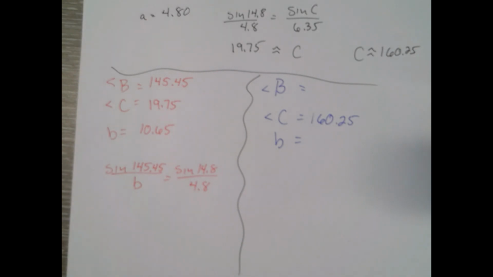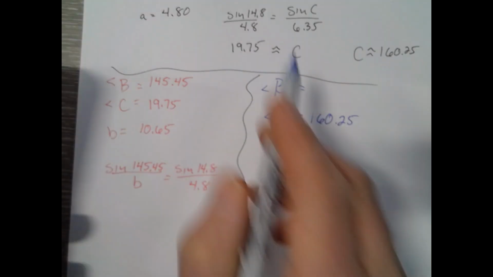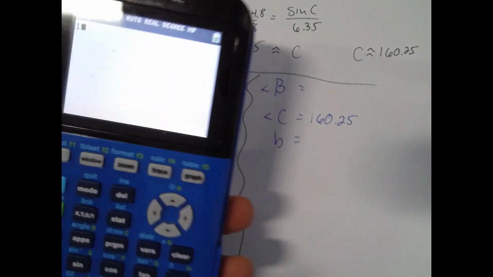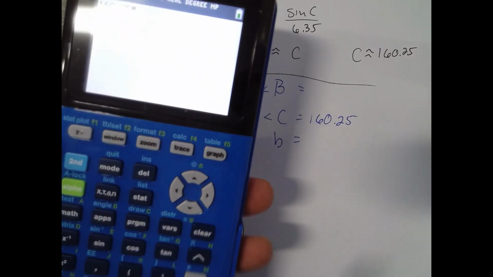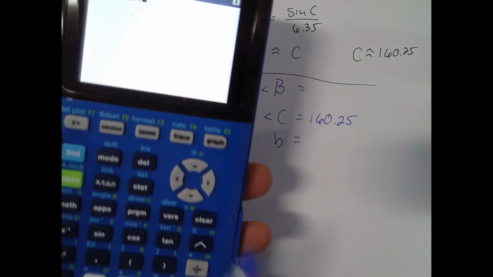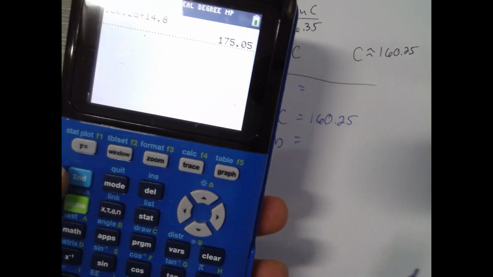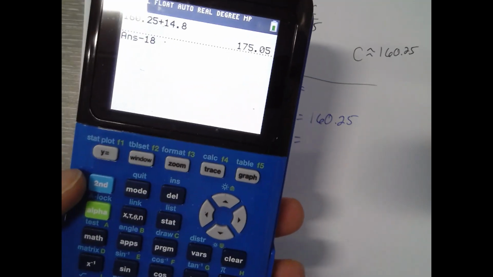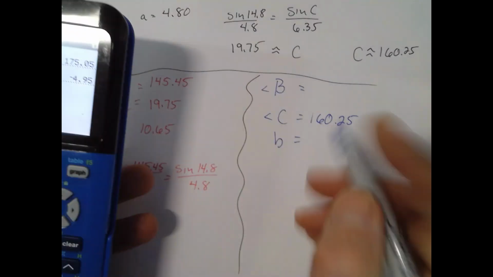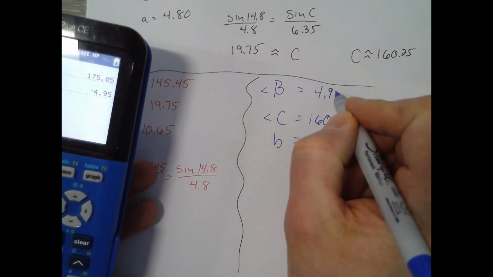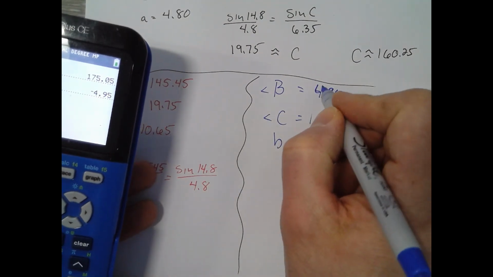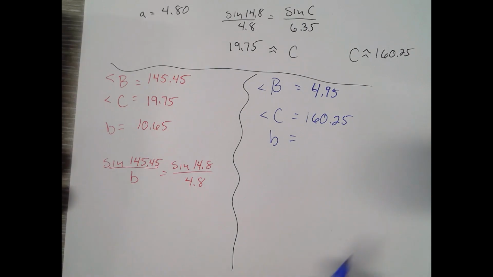If angle C is 160.25 plus 14.8, that doesn't leave much. Leaves an angle of 4.95. How did you get that? How did I get 4.95?